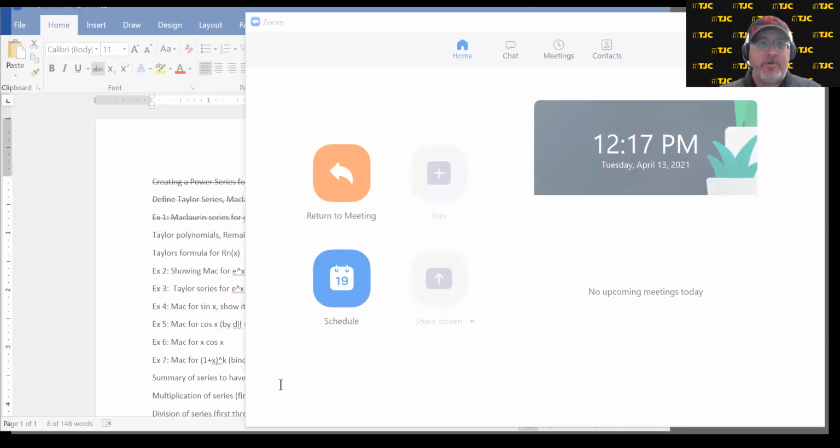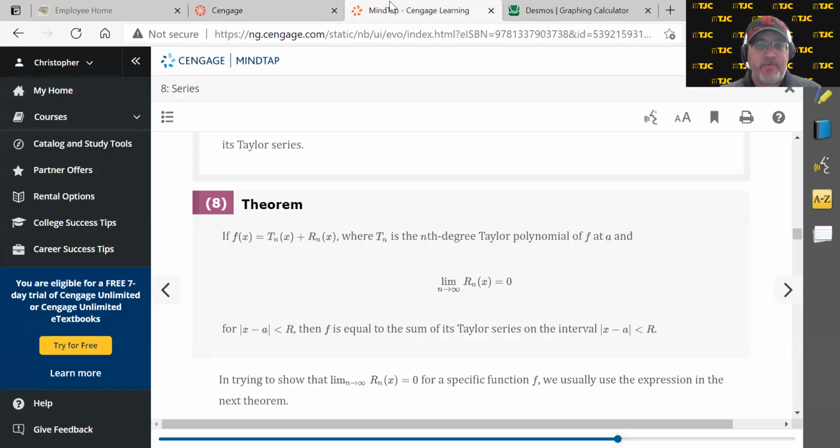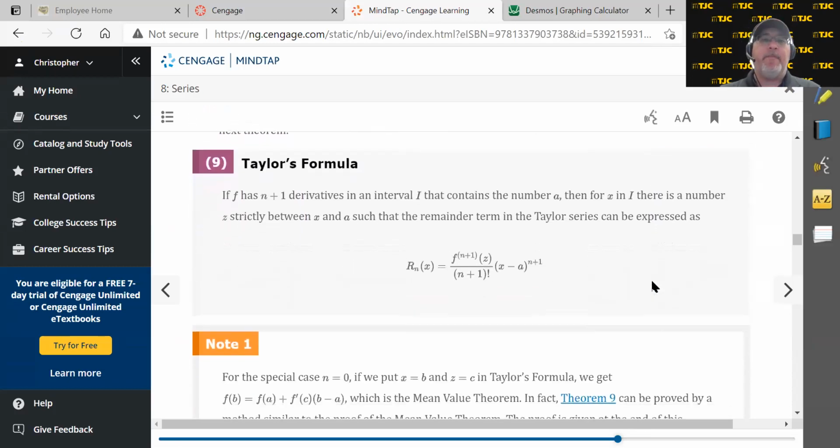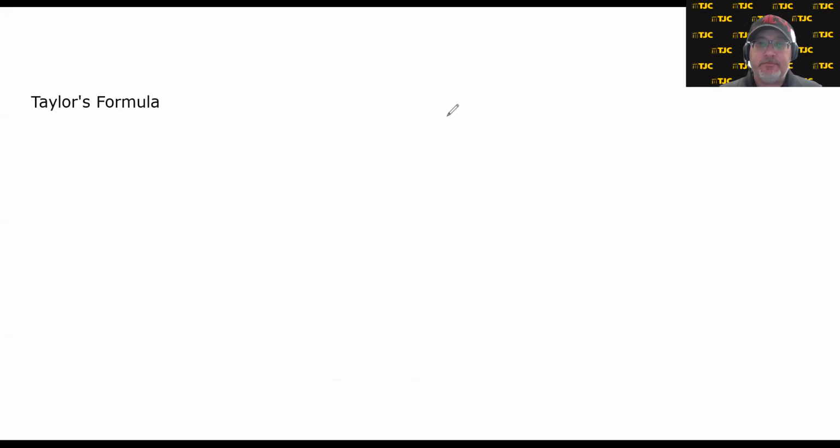Let's go back here. Let's go to the book. Here it is. All right, there's Taylor's theorem. Here's Taylor's formula. Basically gives you an expression for the remainder. But the expression involves a value z that we don't know. Let me go back to the screen and I'll write it down and I'll explain what all the pieces mean. All right.